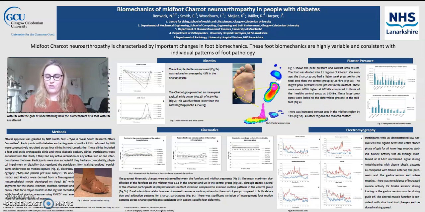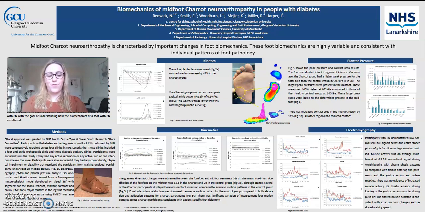The plantar flexion moment can be seen in Figure 2A, and this moment was smaller in the Charcot group on average by 43%. Both the Charcot group and healthy control group reached maximum plantar flexion moment around the same time of stance phase. Figure 2b shows the results of ankle power. The Charcot group reached an average ankle power of 0.8 watts per kilogram, which was 5 times less than that of the control group. This is likely a result of slow walking speed in the Charcot group.